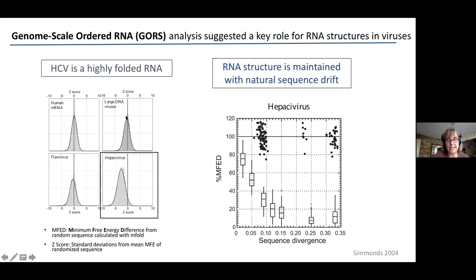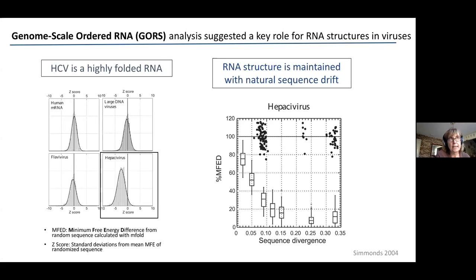He also saw that in large DNA viruses, base pairing didn't really deviate much from random chance. And flaviviruses didn't appear to have much structure content. But the field got a big shock when he did this calculation on hepatitis C virus, which, as you can see, has a z-score around -3, which indicated at that time it was one of the most structured RNA genomes ever studied. So the next thing the Simmons lab asked was very important.